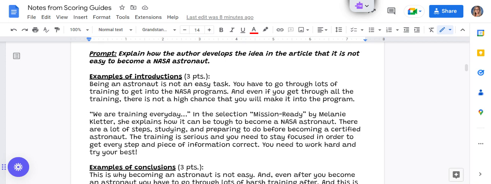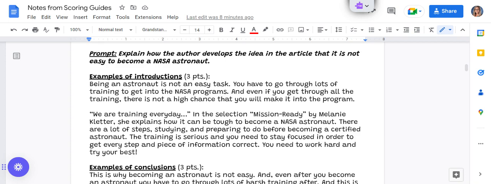Being an astronaut is not an easy task. You have to go through lots of training to get into the NASA programs. And even if you get through all the training, there's not a high chance that you will make it into the program. So notice that was 3 sentences.